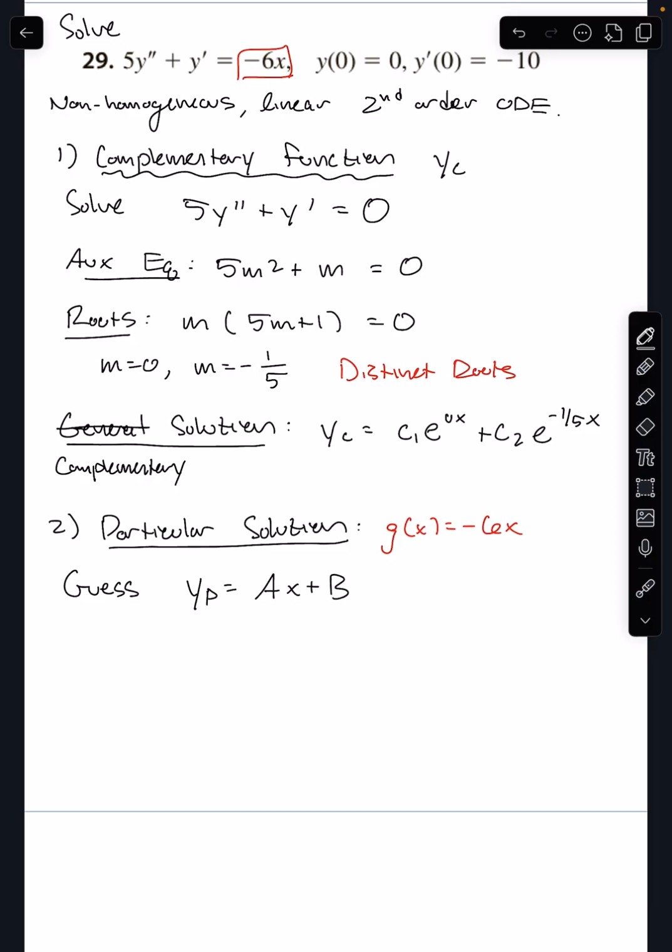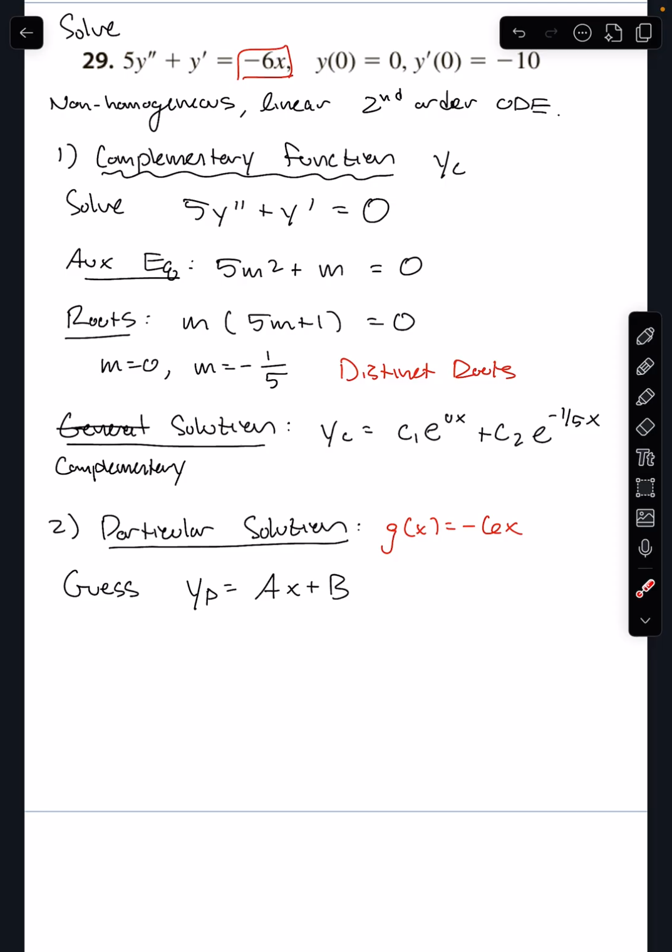And now usually when we make our guess, we want to check, is there any overlap with our complementary solution? And in this case, there's no immediate overlap. We do have a kind of degree 0 term here. And so that's actually causing a little bit of overlap with this b. And it's not obvious that there would be this overlap, right? And if you couldn't see this overlap right away, you might solve this and go through and find that there is no choice of a and b.